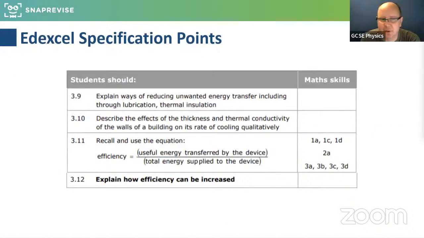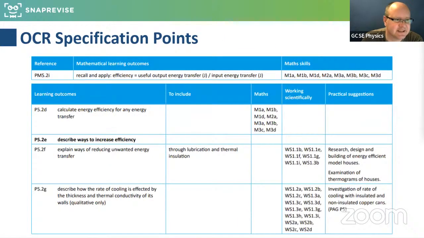Edexcel requires that you can explain ways of reducing unwanted energy transfers, including through oiling, lubrication, and thermal insulation. Describe effects of thickness and thermal conductivity of walls of a building on its rate of cooling qualitatively, so without calculations, and to use the efficiency equation. And OCR, much the same there, just slightly differently, but much the same as Edexcel. The bold spec point here is higher tier only, so describing ways to increase efficiency.